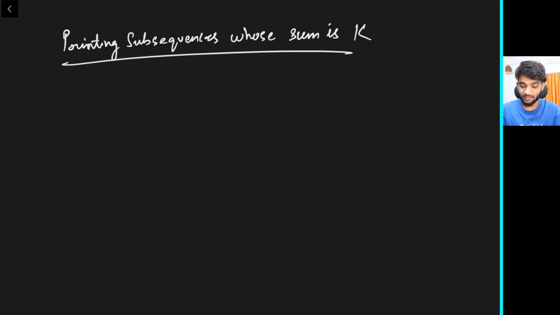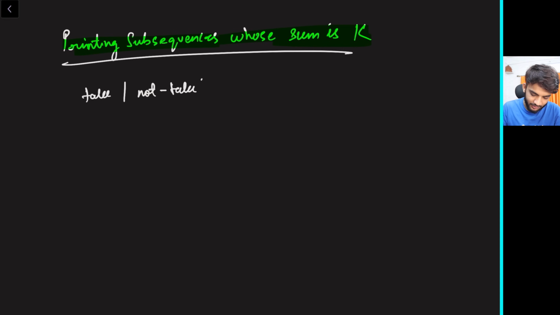So today we will be solving a problem which is related to subsequences, and it's printing subsequences whose sum is k. Now in the previous video, if you have seen that, please make sure you watch that before watching this. If you've seen that, you know how to print subsequences. We specifically use the technique of take and not take.